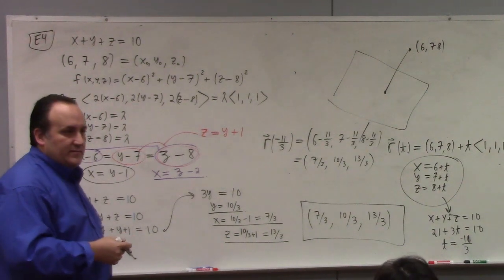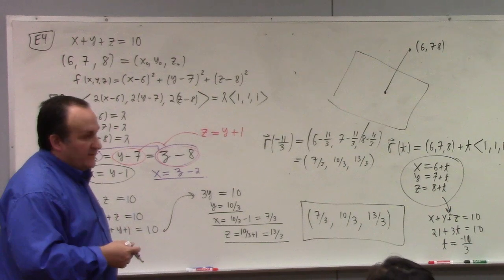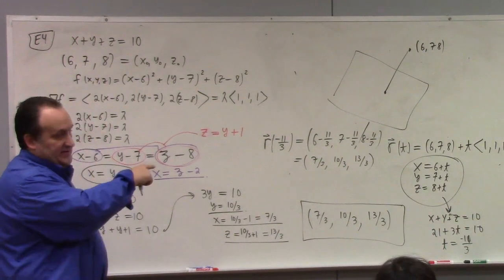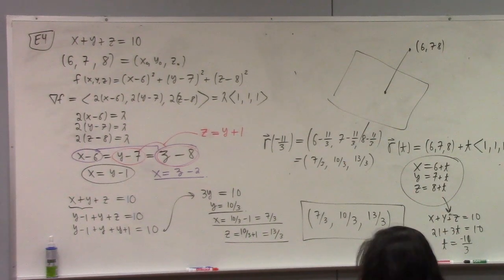What's 18 minus 11? 7. 21 minus 11, 10. 24 minus 11, 13. Is that faster? Yeah. Oh yeah, that's faster. So that is the way to solve this problem.